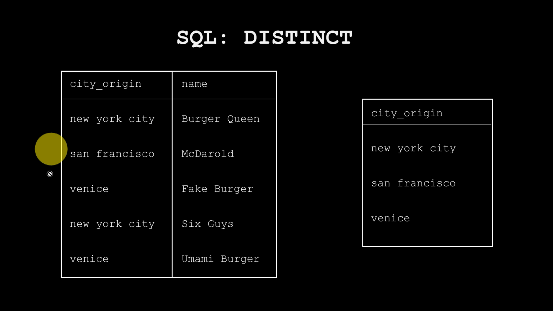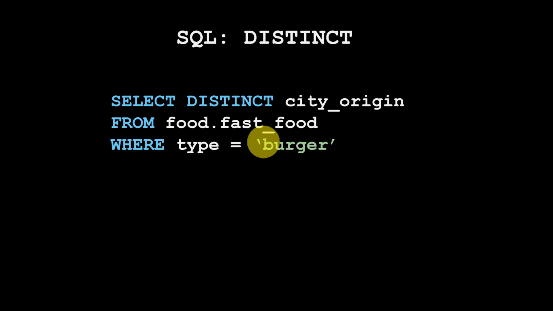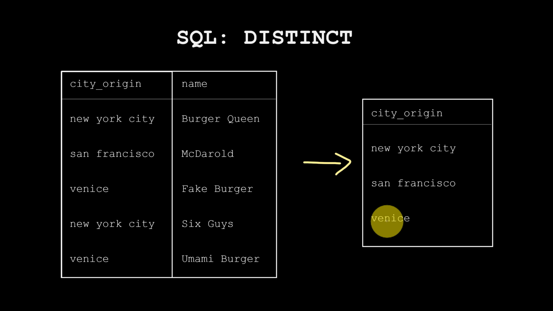So imagine the table looked like this: city and name. Let's just say I omitted the type. Here we have the city of origin and also the name of the restaurants. As you can see, there could be multiple restaurants from the same city. So if we executed the query that we wrote before, we would get this table, because it will only return the distinct values of city origin. The only thing I care about is which cities these restaurants are in. I do not care if multiple restaurants are in the same city.